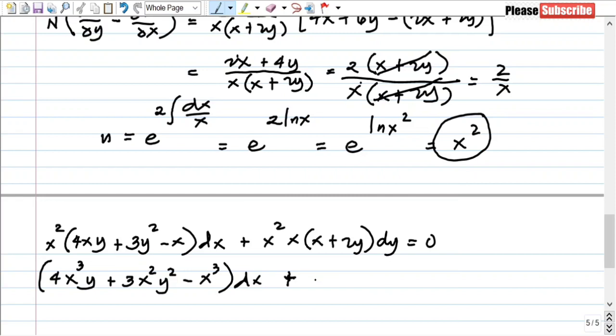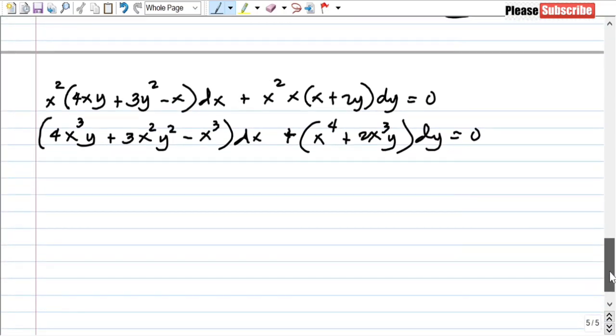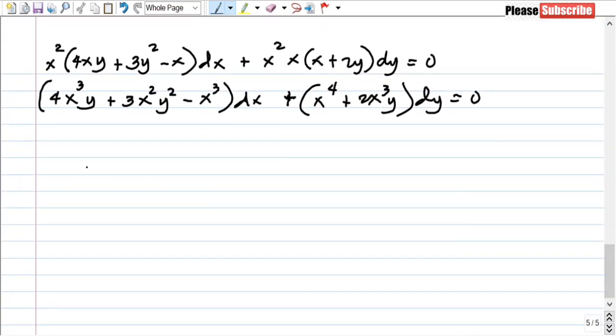Ito na yung plus, x to the 4 plus 2x cubed y dy, that is equal to 0. So, ito na yung natin. Now, anong gagawin natin? Ano sabi? Gawa tayo ng test for exactness ulit. Okay. So, magkakaroon na tayo ng test for exactness.